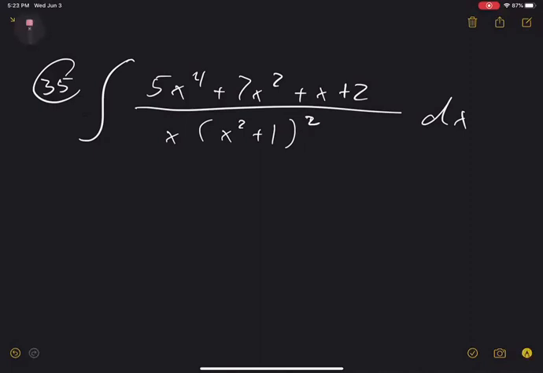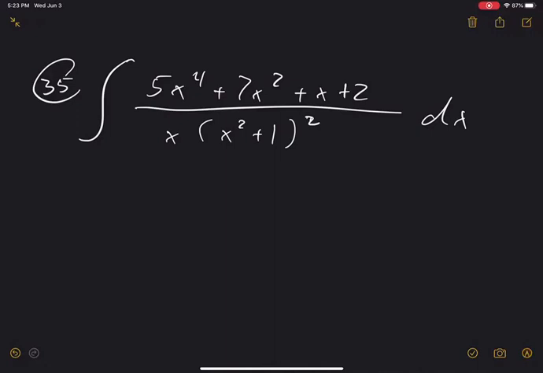Okay, so first check if the degree of the bottom is bigger. Let's see if I multiplied all this out. x squared squared would give me an x to the 4th plus blah, blah, blah. And then times x, I would have x to the 5th plus blah, blah, blah. So the degree of the bottom is 5, and the degree of the top is 4, so we're good.